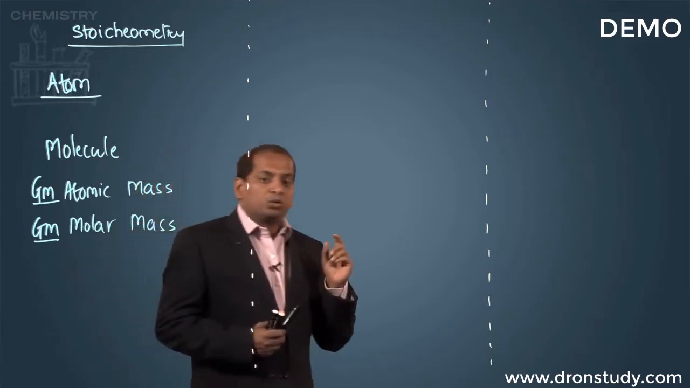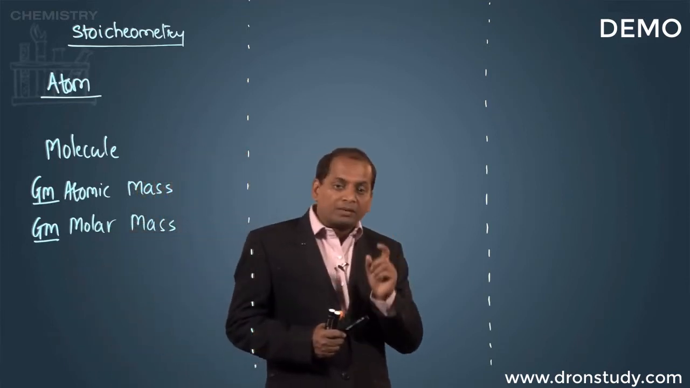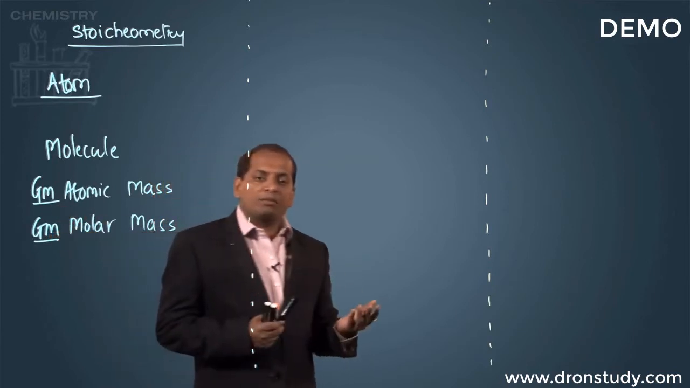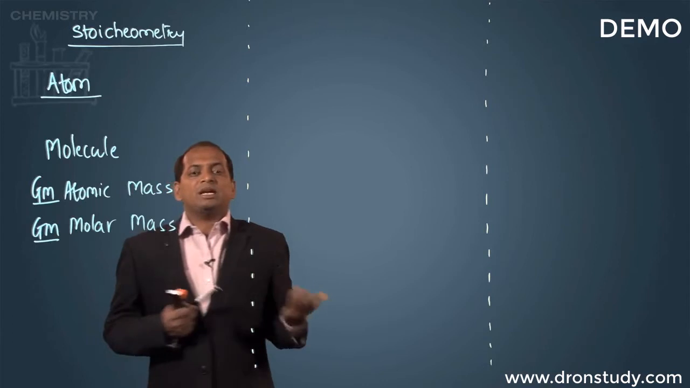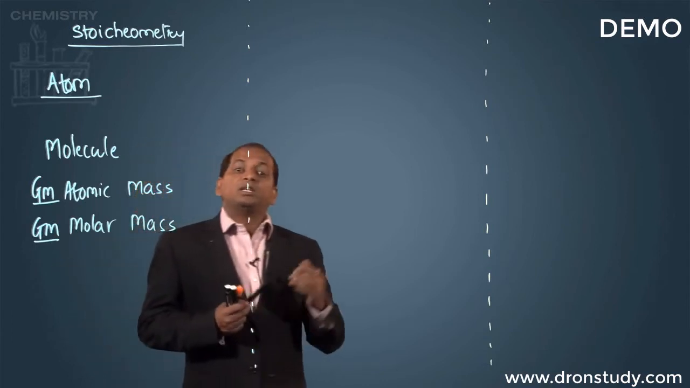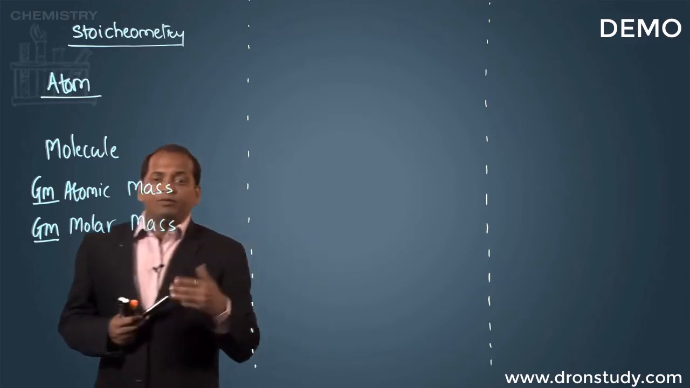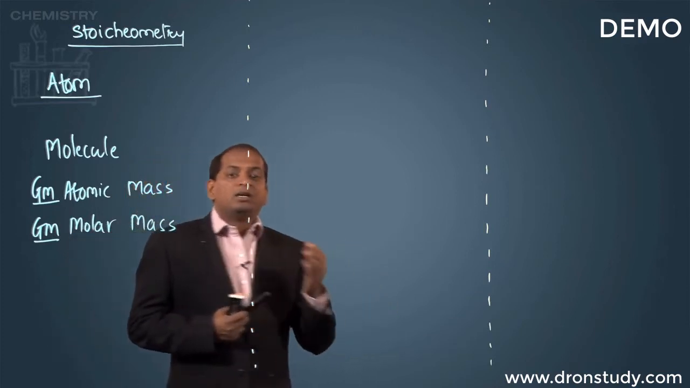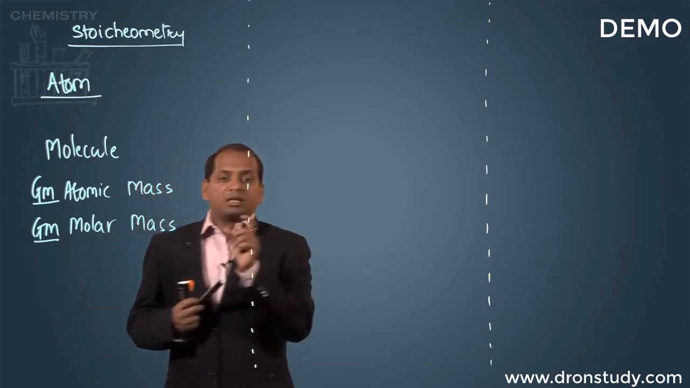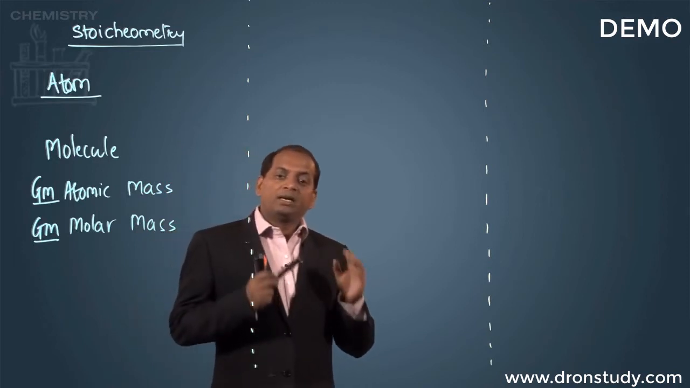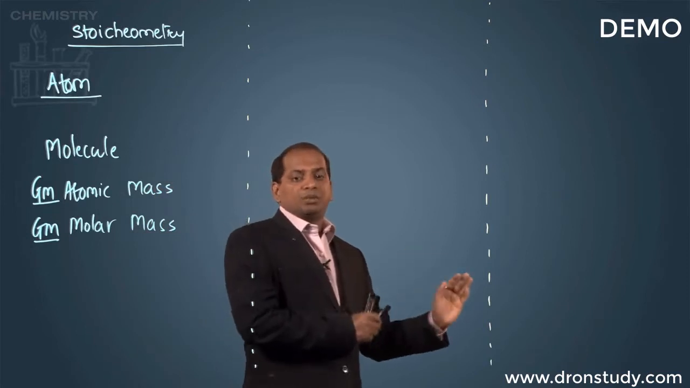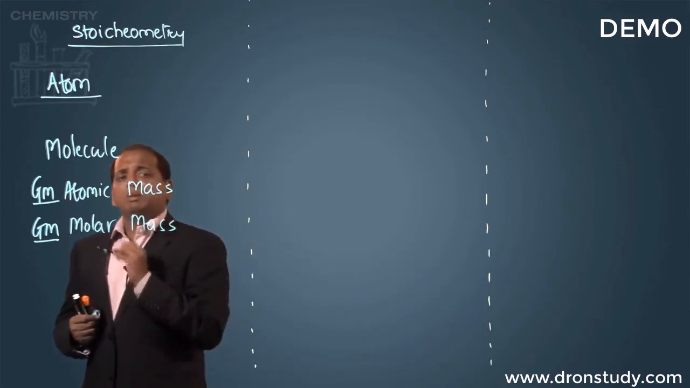But for the calculation part, to determine it, we need this gram. What do you mean by gram? When an atomic mass is expressed in grams, it is called gram atomic mass. When a molar mass is expressed in grams, it is called gram molar mass. In future, whenever we deal with problems associated with these two, they just mention atomic mass, so we need to understand that it is gram atomic mass. Molar mass means gram molar mass. What do you mean by this?